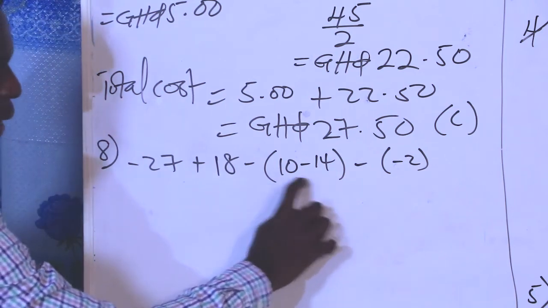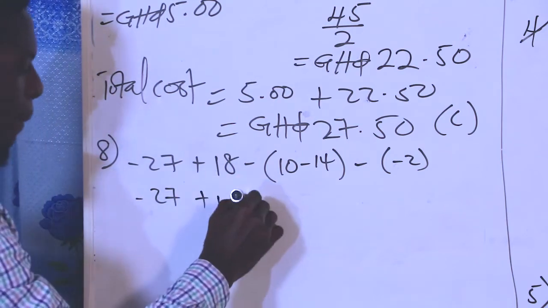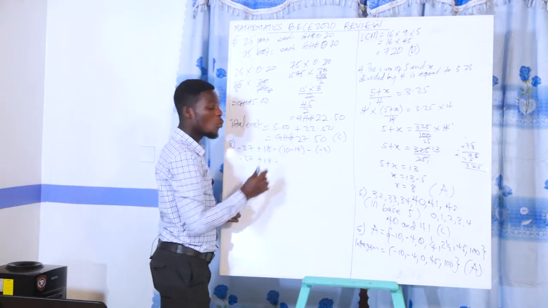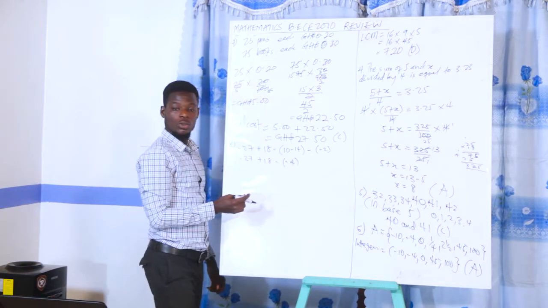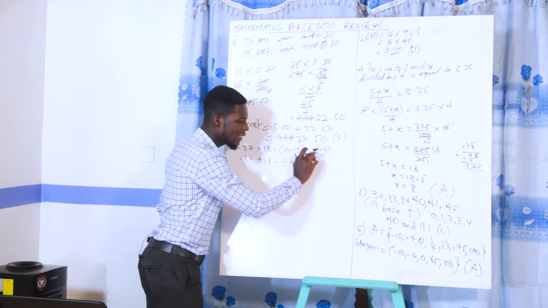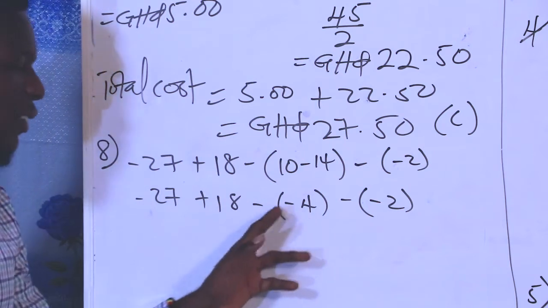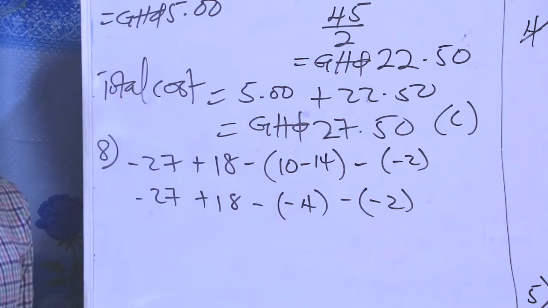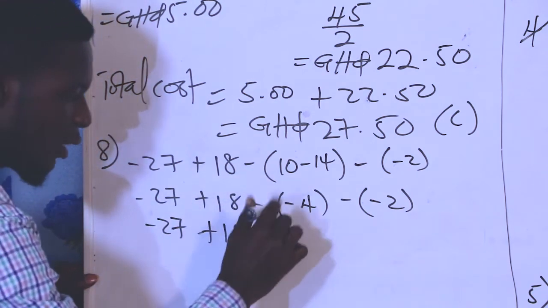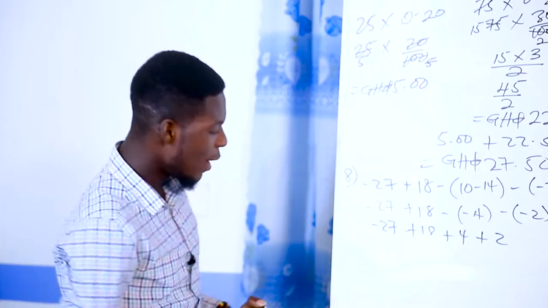All right, so brackets. We have to resolve the bracket first. Negative 27 plus 18 minus 10 minus 14 will give you what? 10 minus 14 will give you negative 4. So you still keep it in brackets because of these two negatives. We are going to resolve them. Then negative 2. Now, according to integers, when two negative signs meet head on, they form positive. So it means that this becomes negative 27 plus 18. This and this will give you plus 4. This and this will give you plus 2. Are you following? All right, let's continue.